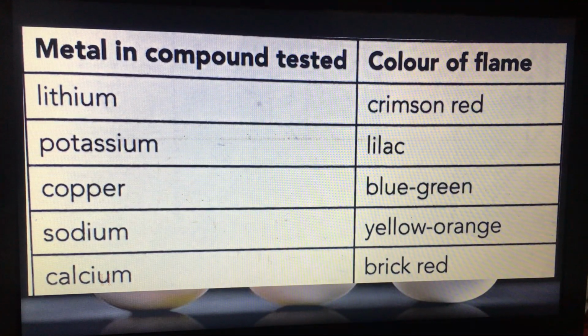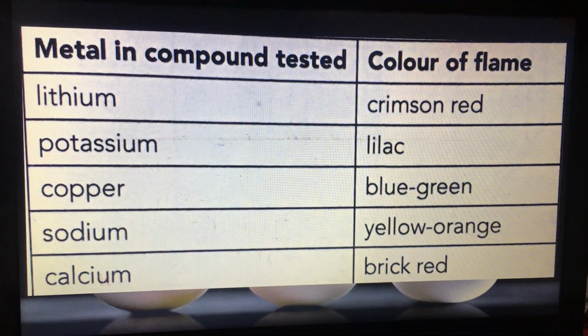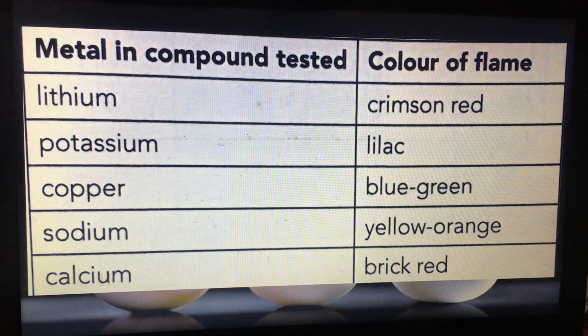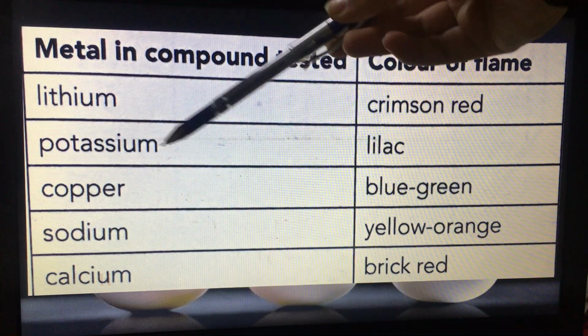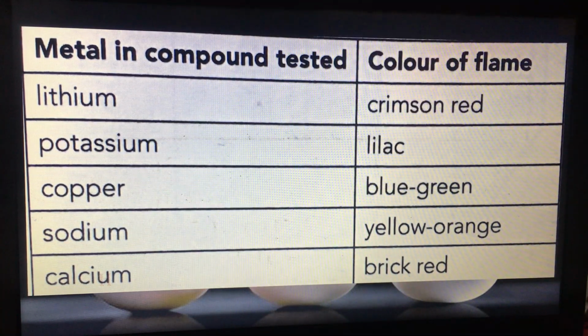This table is very important. You have to know the metal and its color of flame. So the metal in the compound tested: lithium, potassium, copper, sodium, and calcium. And here we have the color of each flame, or the flame of each metal.